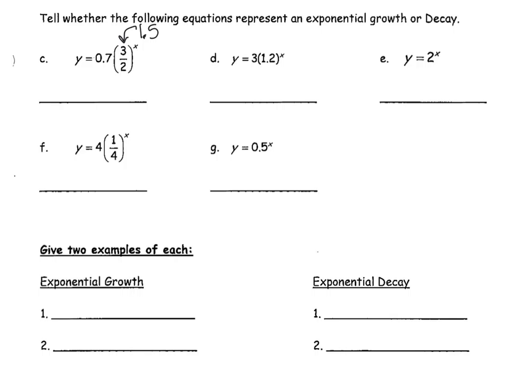Is C a growth or decay? It's a 1.5. You're not solid enough for me to write anything down. You haven't made a decision in your brain. It's 1.5, which means it's bigger than 1. Is that growth or decay? Growth. Thank you, more people. D, 1.2. Is that bigger than 1? Growth.